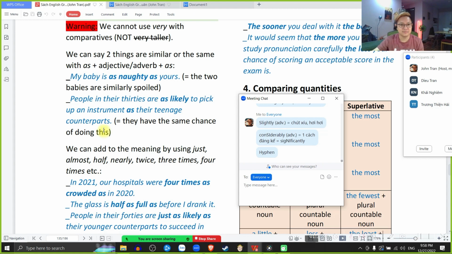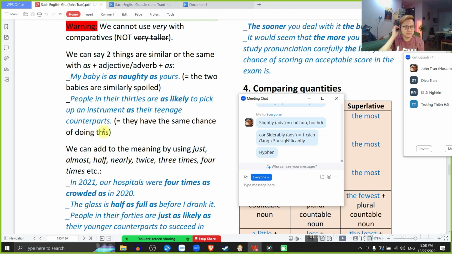Similarly spoiled. People in their 30s are as likely to pick up an instrument as their teenage counterparts. They have the same chance of doing this.